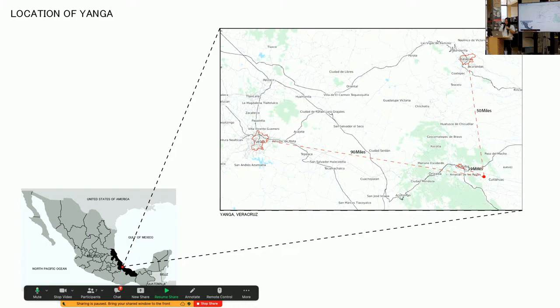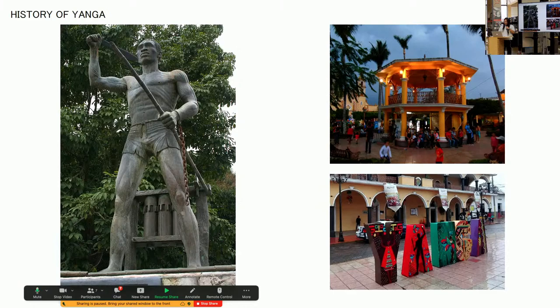Yanga is a small town located in central Veracruz, Mexico, 50 miles away from Veracruz's capital, Jalapa. A bit of the history: this town was founded by an African slave who ran away from the Spanish Empire in the 16th century. This town was founded with the idea of freedom by Gaspar Yanga, who we can see in the picture on the left. He was a leader of the slave rebellion and today is acknowledged as a hero in this town.